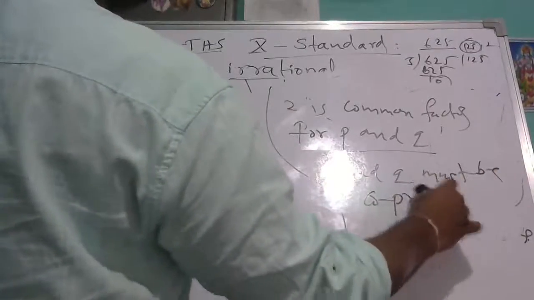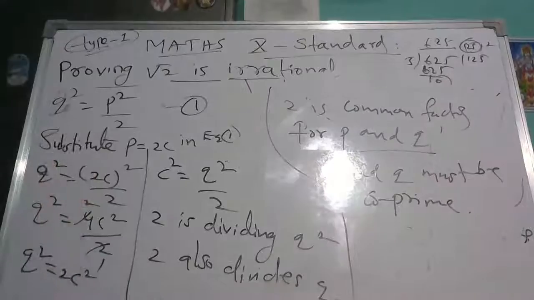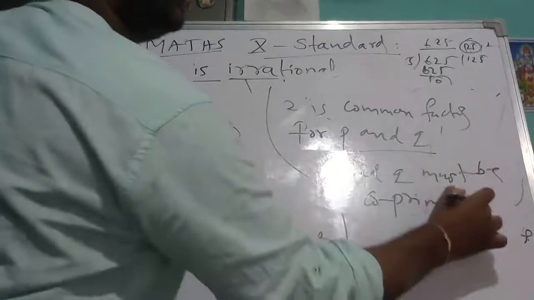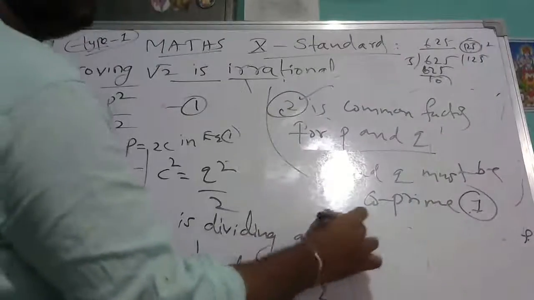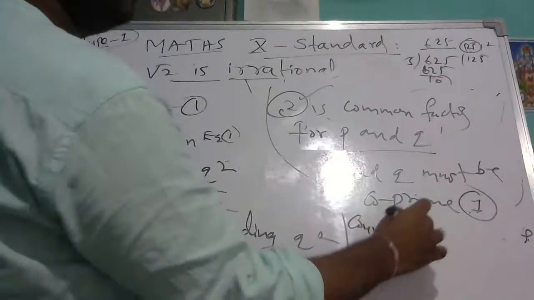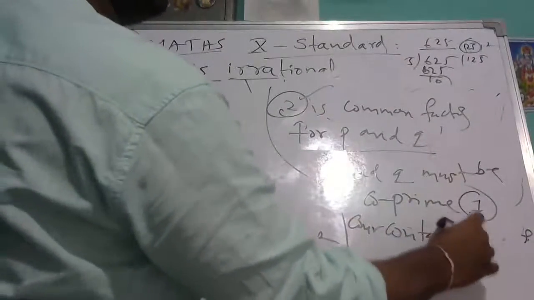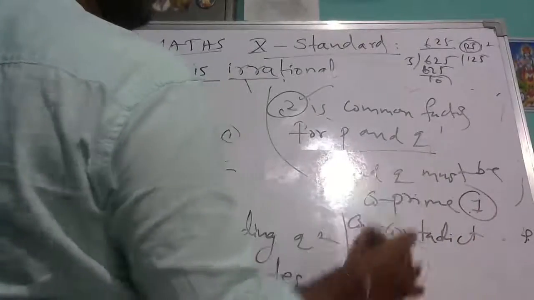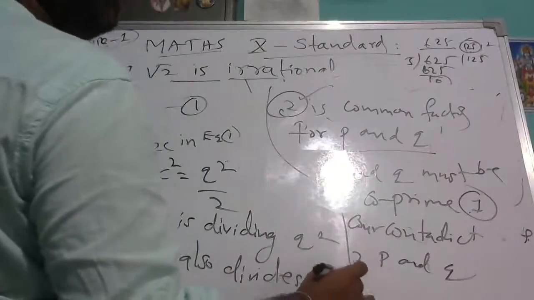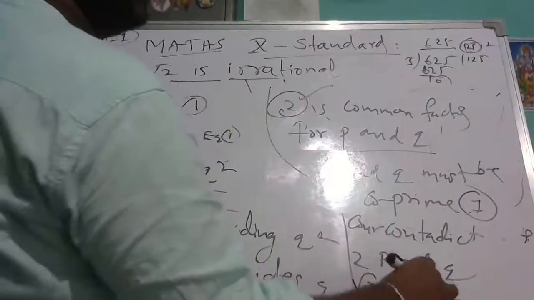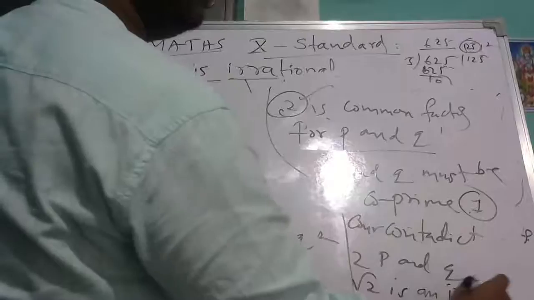What it means, co-prime means their highest common factor should be 1. But here their common factor is 2. So our contradiction is wrong, because 2 is a common factor for P and Q. So our conclusion is root 2 is an irrational number.